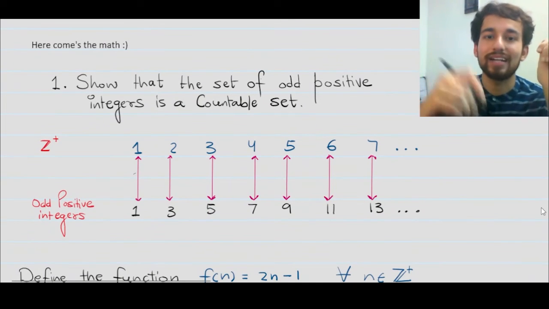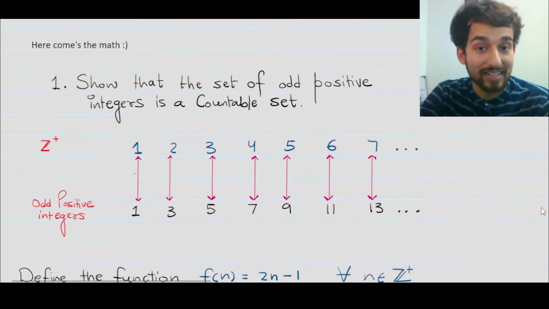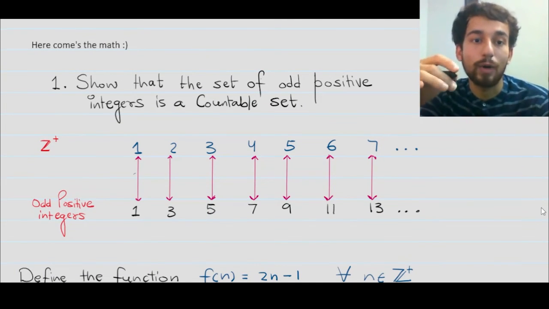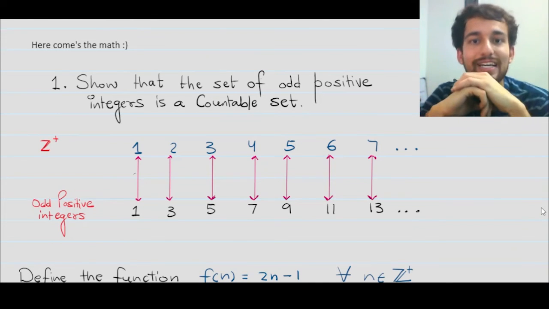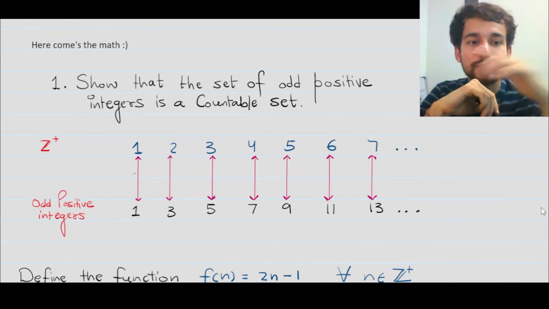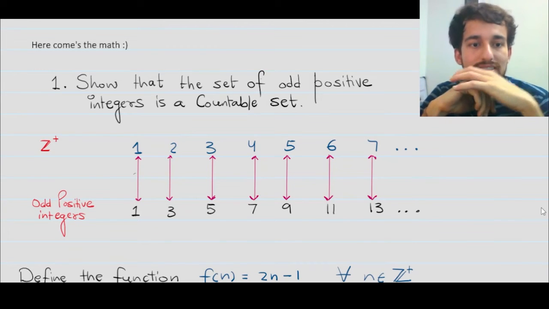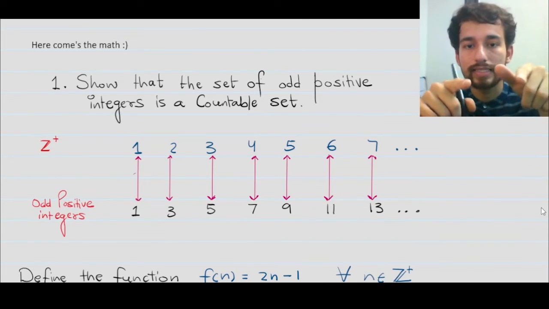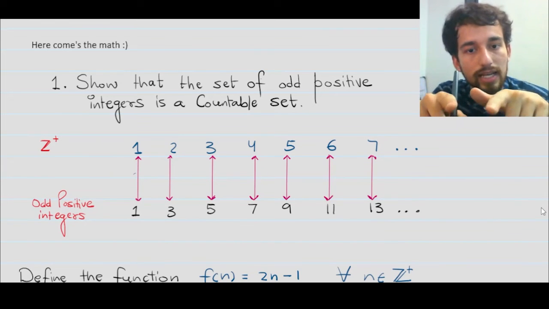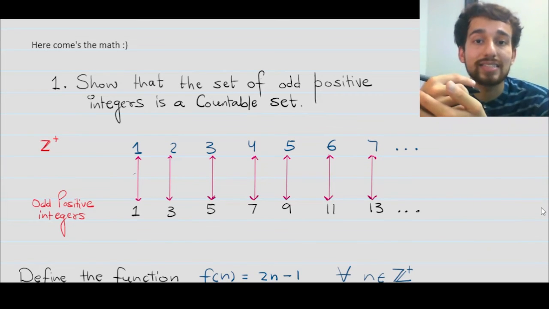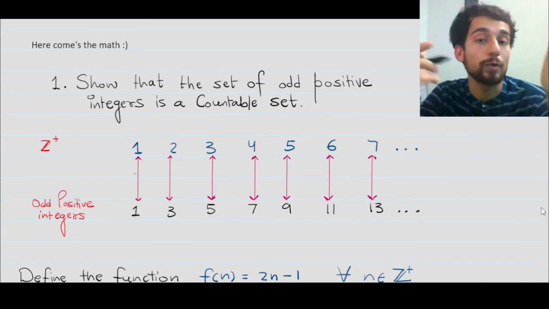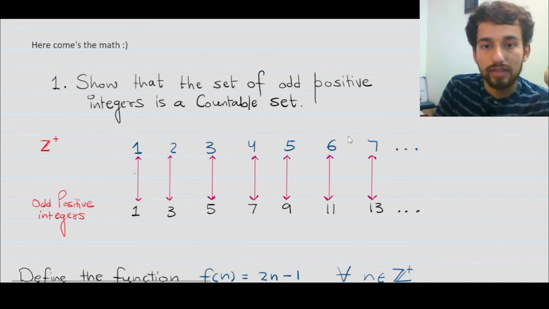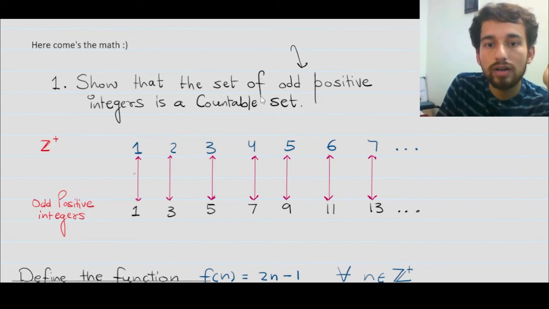Now here comes the math. Whatever we have studied so far is important only when we can apply it. So let's do this problem. You can see in the example that I have taken the set of all odd positive integers, and my task is to prove that this set is a countable set.